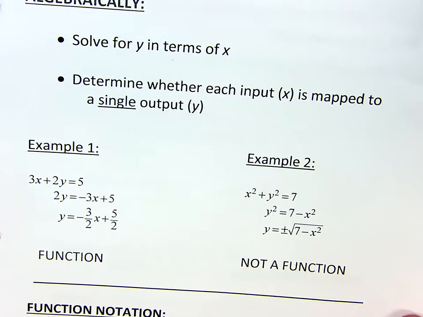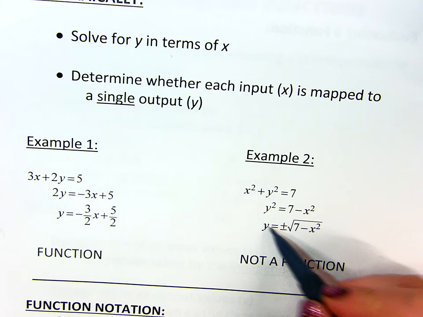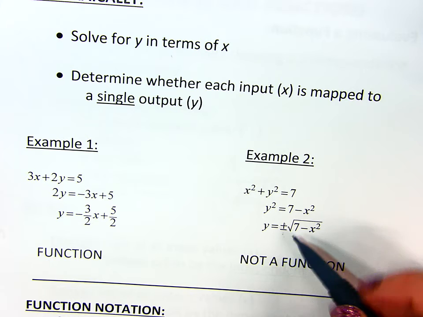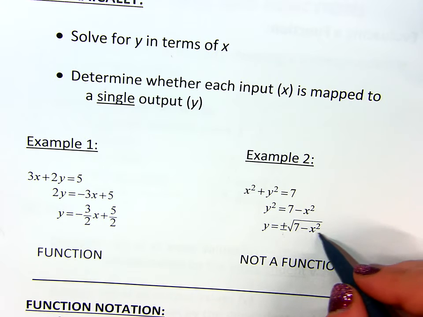And then if you compare that to the second example, do the same thing, get y by itself, right here. See that plus minus? That means when I plug in an x value, I'm going to get out two different values for y. So right here I know that this guy cannot be a function.